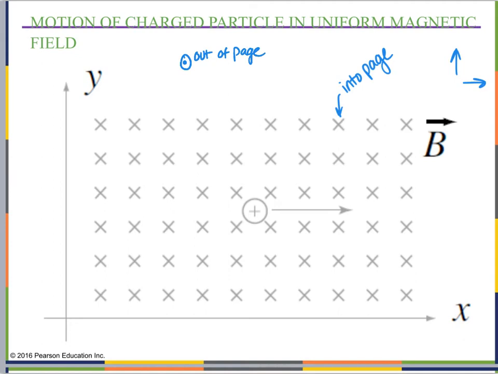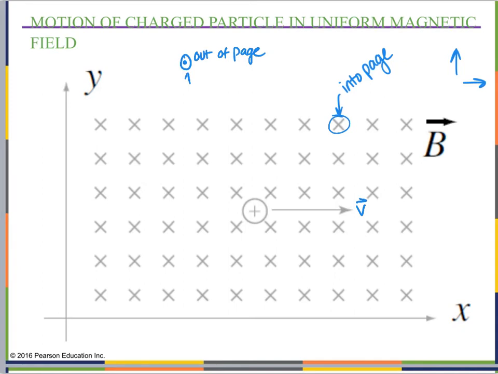I think a handy way to keep this straight is to think of an arrow. If the arrow was going into the page, you would see the back of the arrow where the feathers are, and that's why you see the X. And if the arrow is coming at you, coming out of the page, you'll see the point of the arrow, and that's what the dot is. Okay, hopefully that helps.